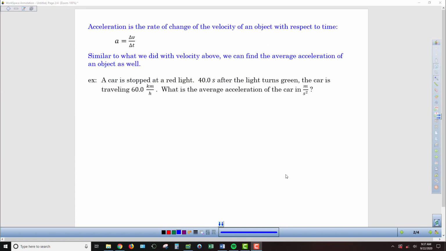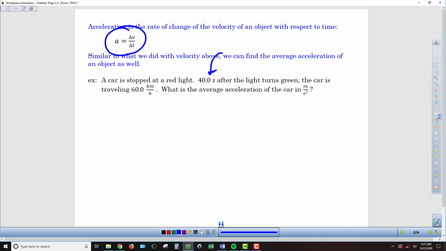Acceleration is defined as the rate of change of the velocity of an object with respect to time. So we take the delta v, the change in velocity, divided by the delta t, the change in time, to obtain acceleration. We can find the average acceleration of an object if we know those two changes in velocity and time, as we see in the example here.